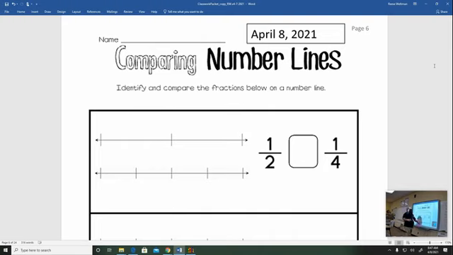Okay, guys. So, let's talk about these really quickly. This one says, identify and compare the fractions on the number line. Okay? So, if all you did was compare the fractions, but you didn't mark them on the number line, make sure you go back and you mark them on the number line. Because that's what identify means. You want to turn that in? Go ahead, in the middle basket.